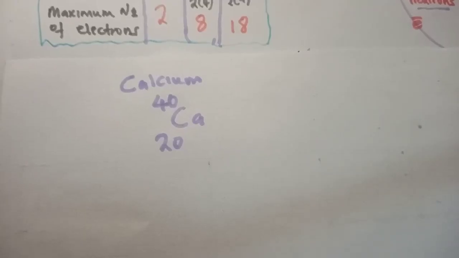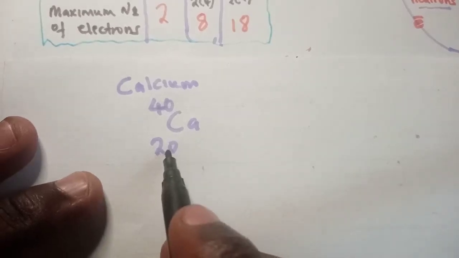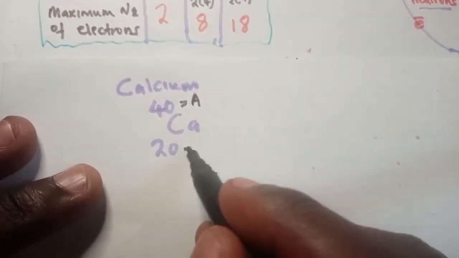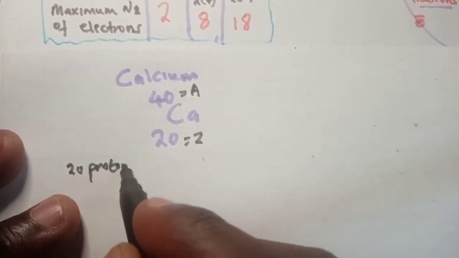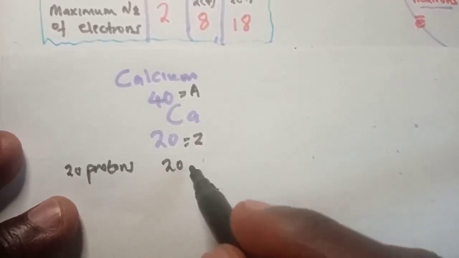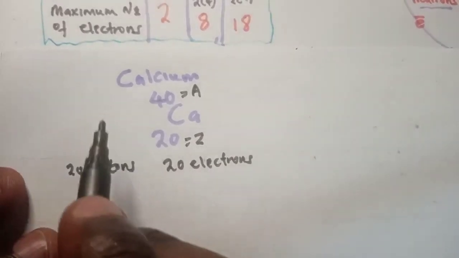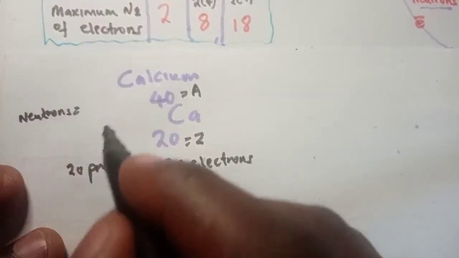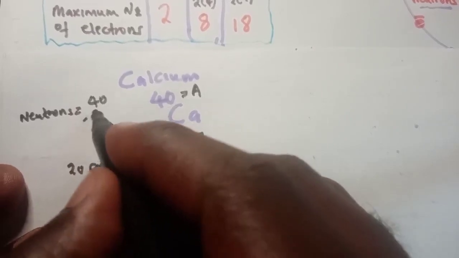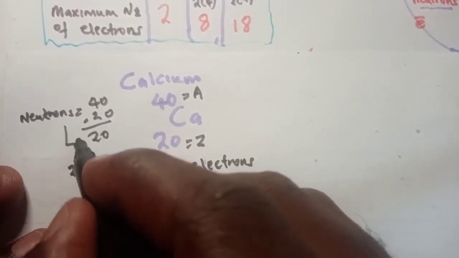Let's try to come up with the electronic configuration for calcium. So this is your mass number A, this is your proton number Z. So you have 20 protons. This means that you also have 20 electrons. If I wanted to find the number of neutrons, I'll simply do 40 minus 20. You always subtract this, you still get 20. So the number of neutrons is also 20.